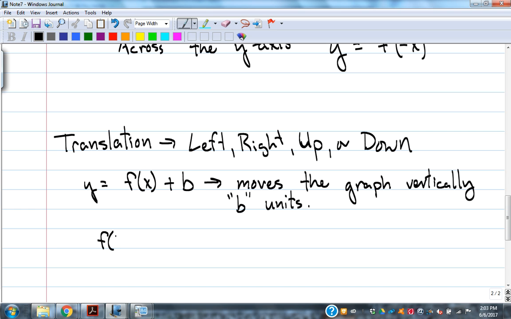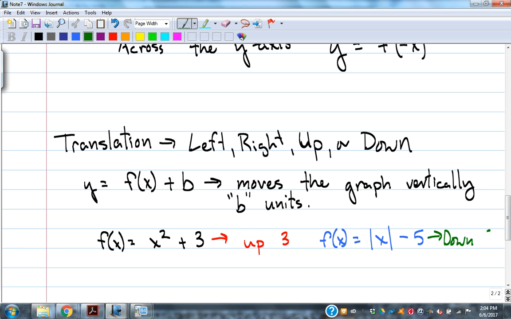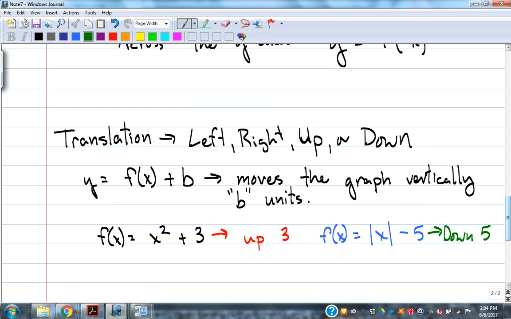So f of x is equal to x squared plus 3. What that does is it moves it up 3. If it says f of x equals the absolute value of x minus 5, the minus, that's down 5. Outside is vertically. Inside's going to be horizontally.